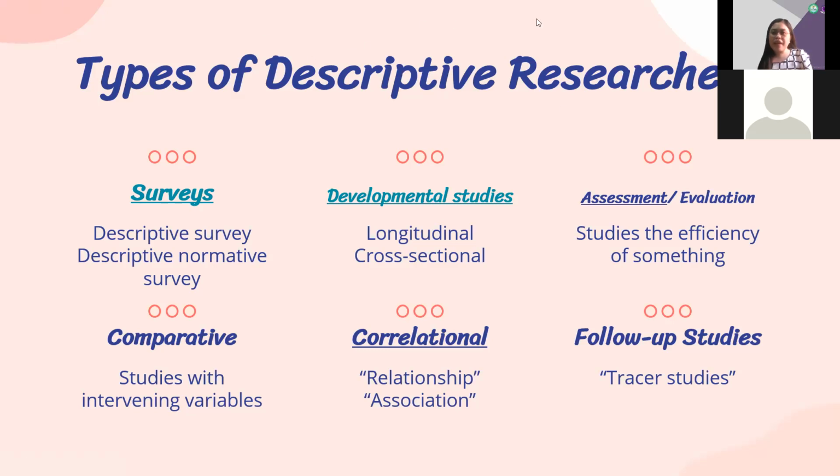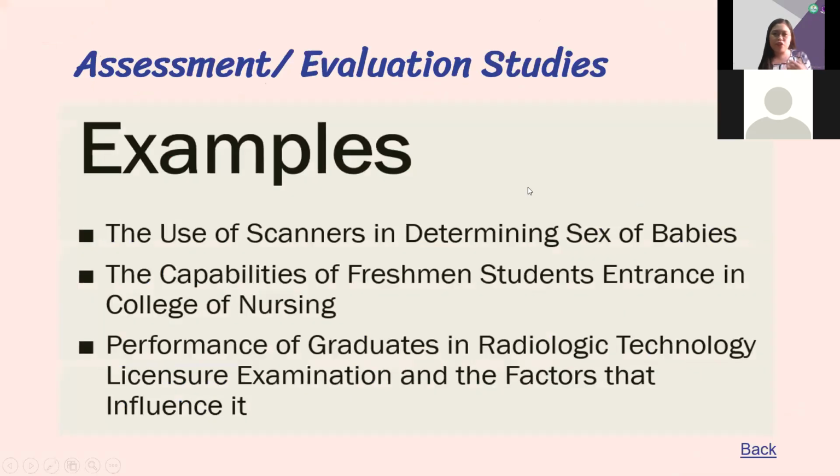Now, third, we have here descriptive assessment or evaluation. If you are going to assess the efficiency of something, then of course we call it a descriptive assessment or evaluation study. So what are the examples of this kind of descriptive study? First, the use of scanners in determining the sex of babies. We have machines or equipment in the laboratory that we use, right? Not just for determining the sex of the babies.